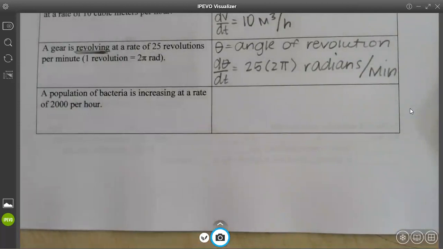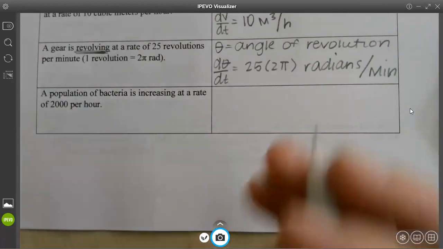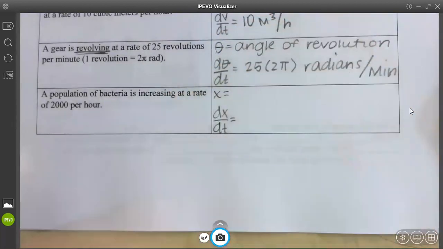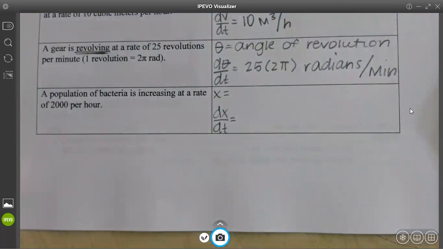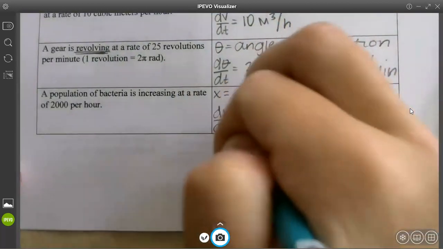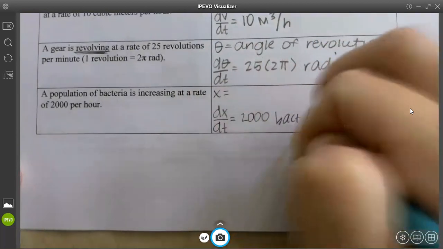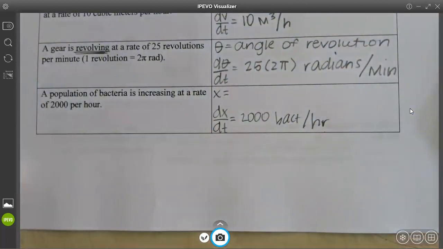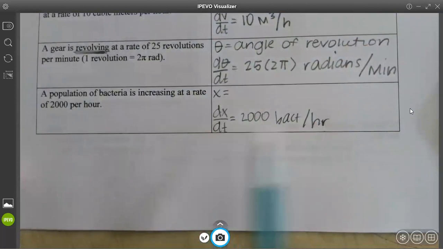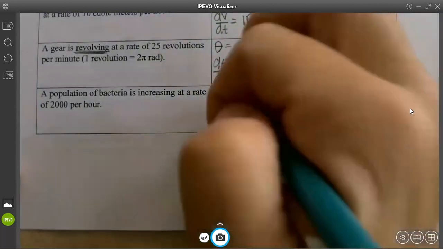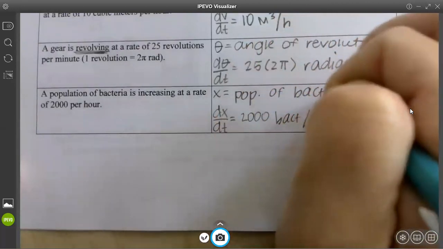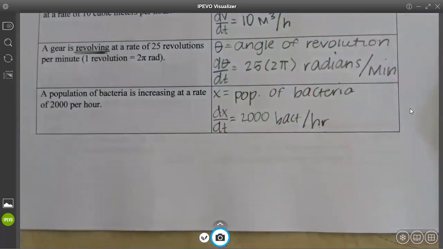All right, a population of bacteria is increasing at a rate of 2,000 per hour. It's not like volume or anything like that, right? Not revolutions. So we're just going to use X for this. What is our rate? 2,000 bacteria per hour. So what would our X be? Think about it, dx over dt. X over T, the number is the population of bacteria. That's why I said it might be easier to think about it as the rate before you give the other one. It doesn't matter though.